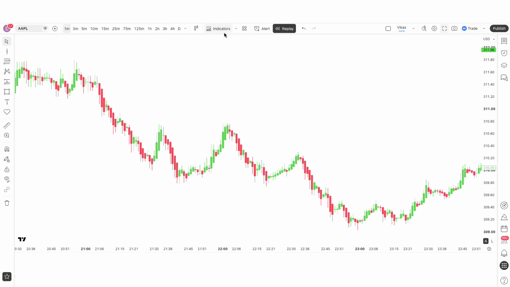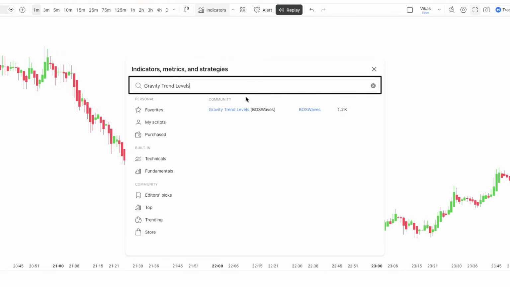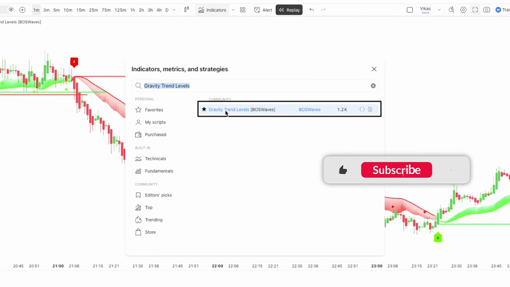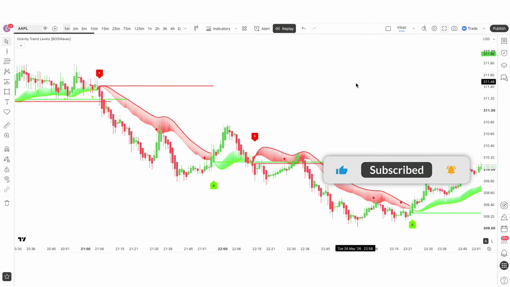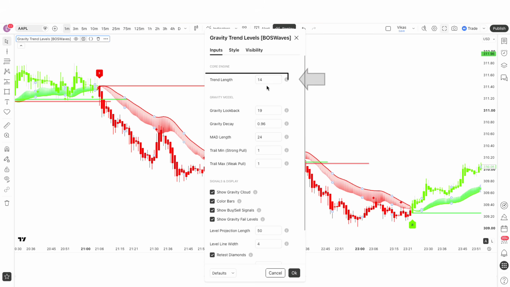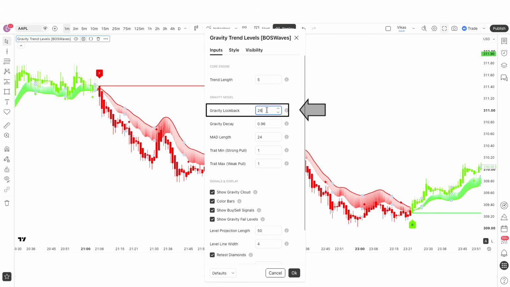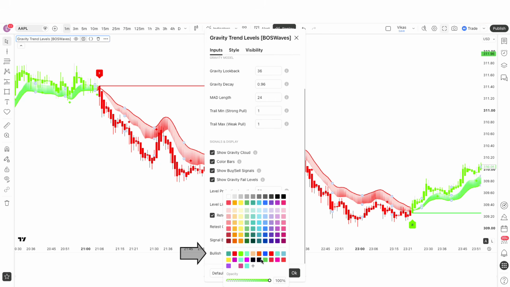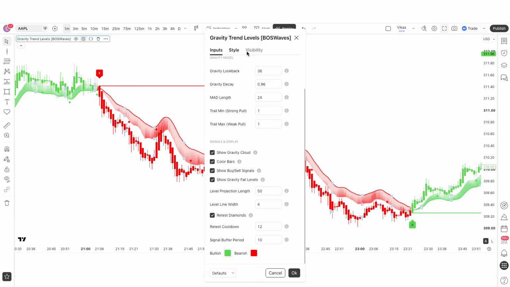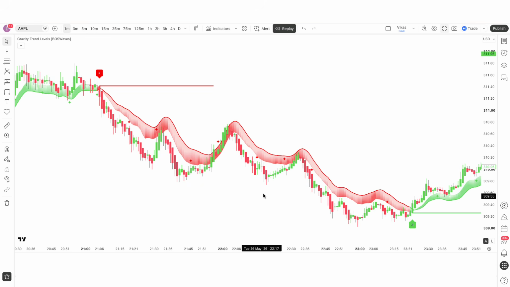Head over to the Indicators tab and search for the Gravity Trend Levels. Select the indicator made by Bounce Waves and add it to the chart. Now the indicator settings change for perfect signals. First we change trend length 14 to 5, after that change gravity lookback 19 to 36, after that change bullish color light green to green. Here everything is fine after that. Click OK. Now we'll add one more indicator to make this strategy more powerful.